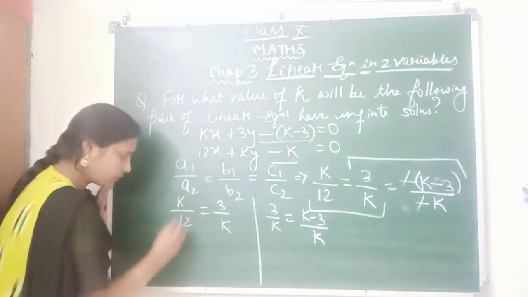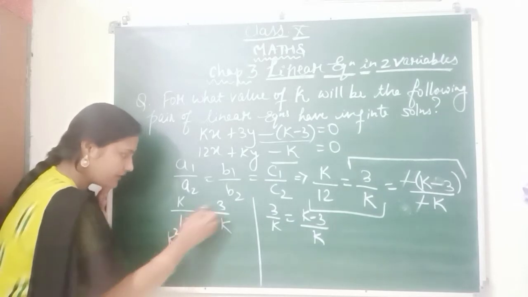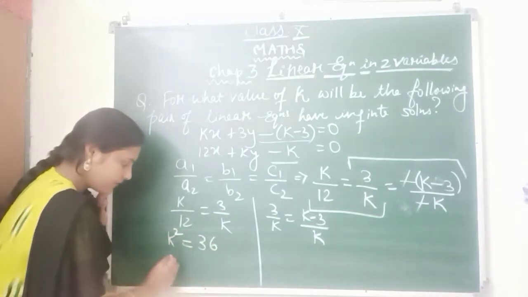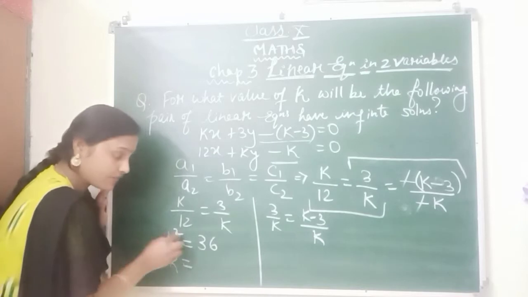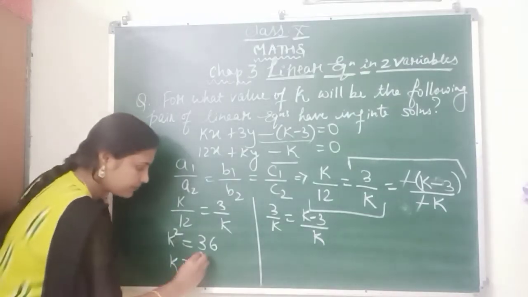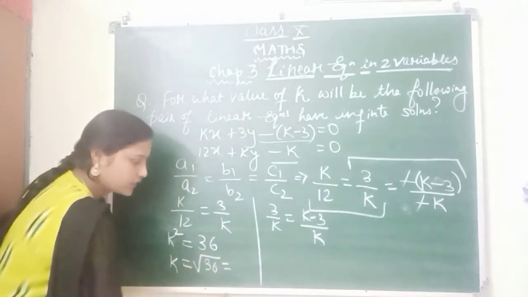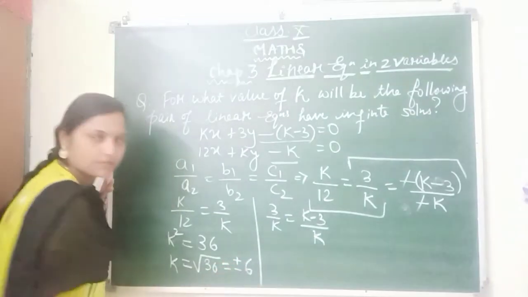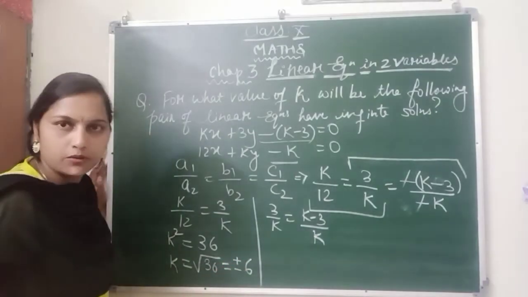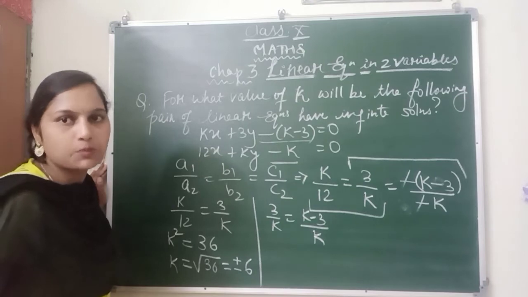Now solve it. It is k into k, k square, equals 12 times 3, which is 36. When k square shifts to the right hand side it becomes a square root, and the square root of 36 means plus minus 6. Whenever you open the square root, there will be both plus and minus signs.